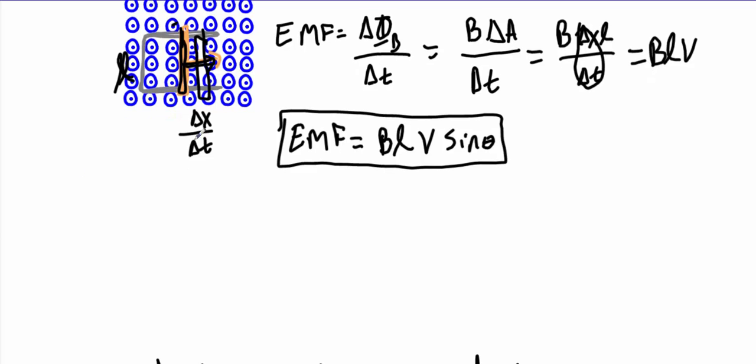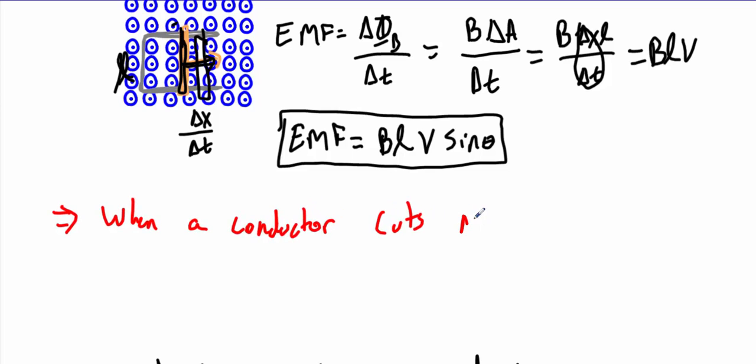That didn't really matter, that just got us set up for it. And so if we just actually take our conductor and move it through a magnetic field, a current will be induced in it. And so what we get is another way of looking at induced current. And what we can say is when a conductor cuts magnetic field lines, a current is induced.